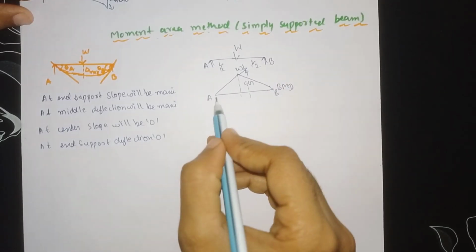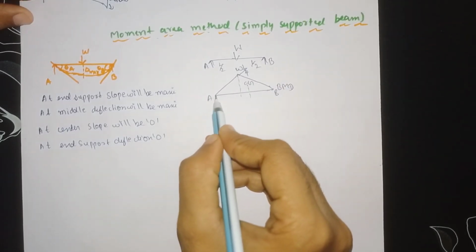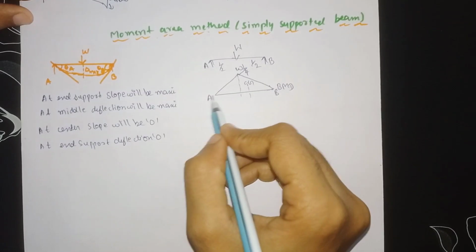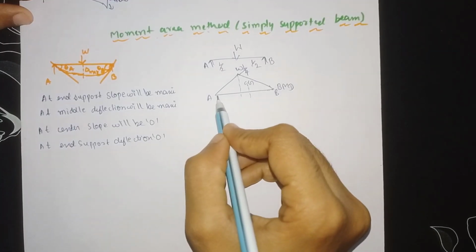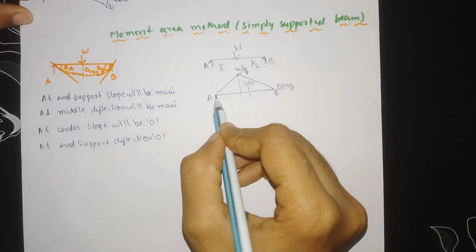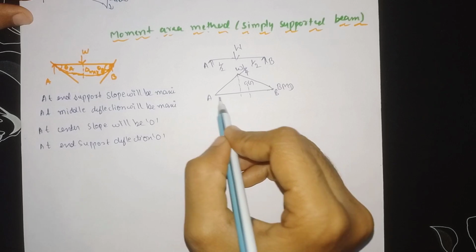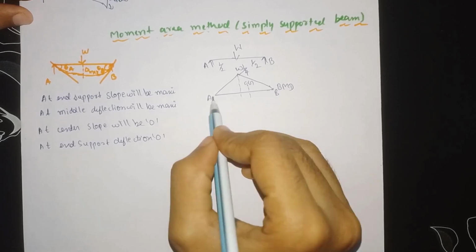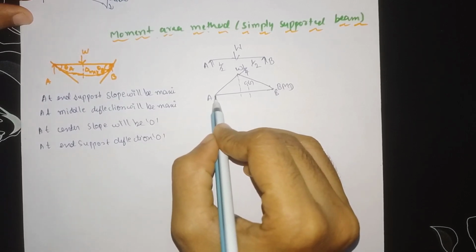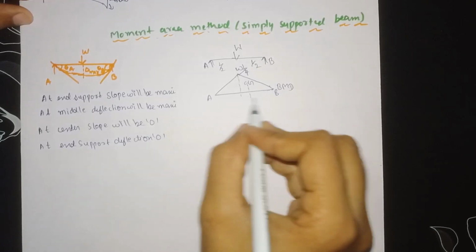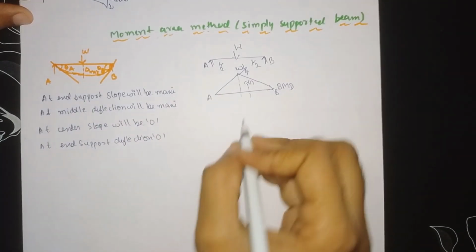Similarly, if you want to find the moment at support A, then we need to take the distance from here to here, because at point A the slope will be maximum. We need to take the distance from the point where the slope will be maximum. So this is about the simply supported beam.